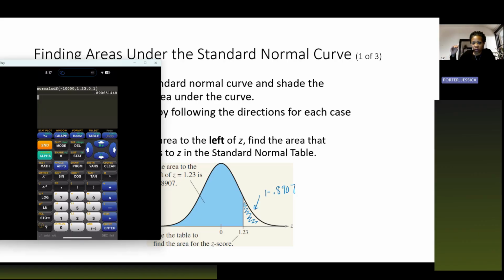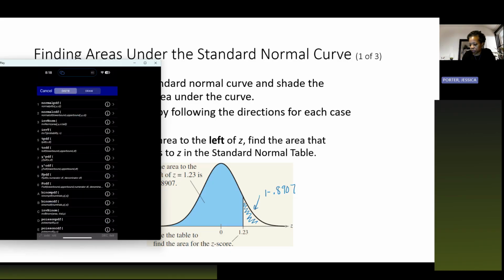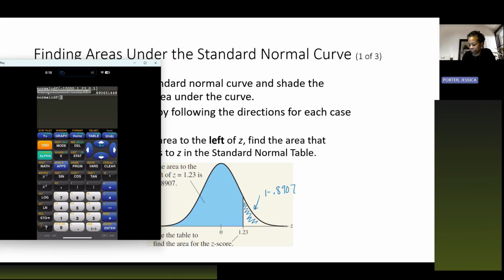Conversely, if you're looking for the area to the right of that, I probably should have just done this again. Second, VARs, normal CDF, 1.23, to the right, 10,000, comma, the mean is 0, standard deviation is 1, enter. You get 0.1093.